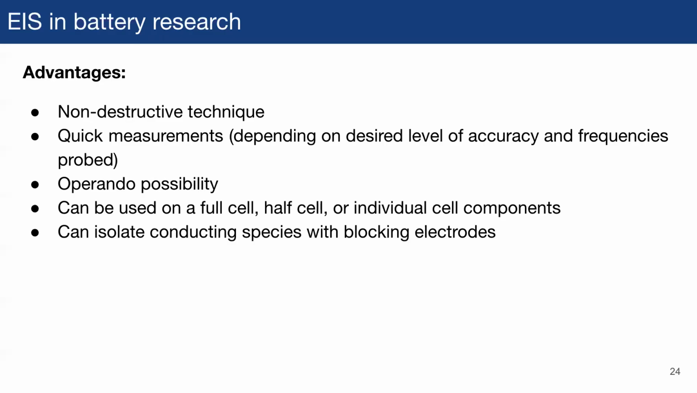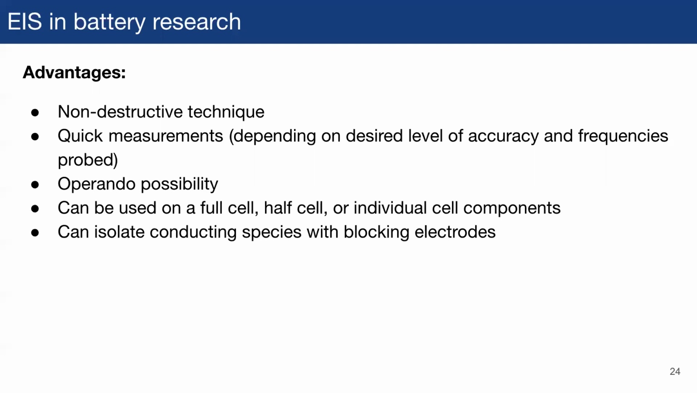Measurements can be pretty quick. There's a little bit of a caveat there, and it depends on your desired level of accuracy. If you want to take 1,000 points per frequency decade, or if you're only interested in taking 30, these things will differ in the amount of time they take, as well as the frequencies probed, right? So it's much easier to measure a bunch of points in the megahertz range than it is to measure a bunch of points in the millihertz range, and that's simply because a millihertz is slower than a megahertz. Usually though, at least for me, one measurement will take something like 3 minutes.